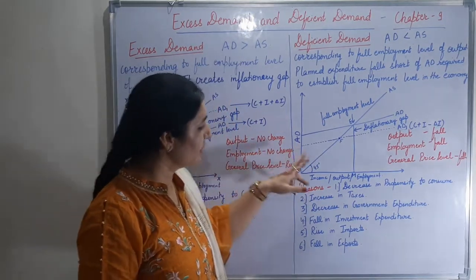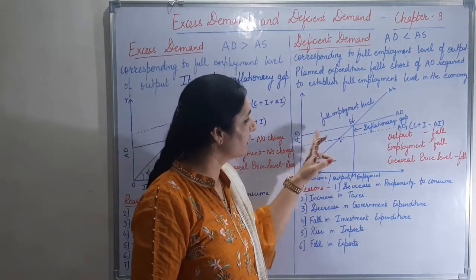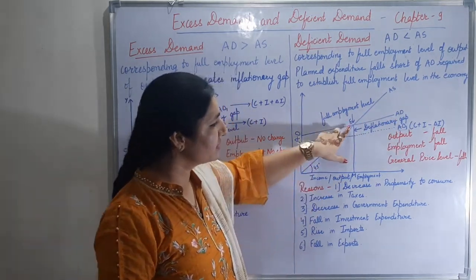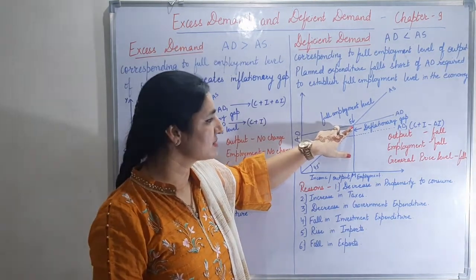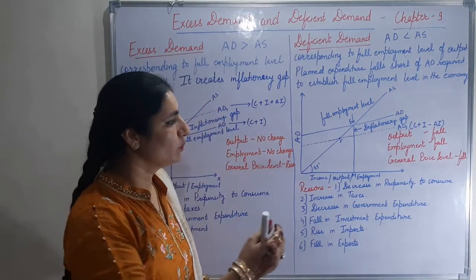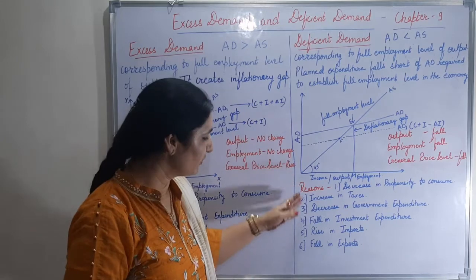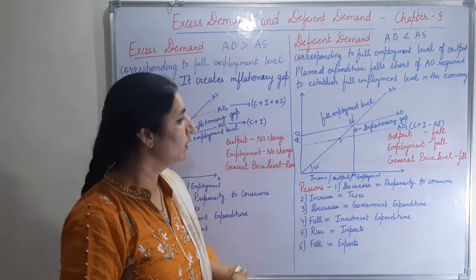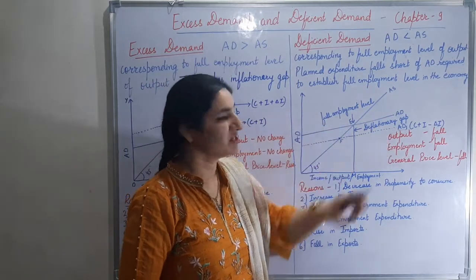So in the same way, we have prepared aggregate supply curve and aggregate demand curve. Point E is the point of intersection of aggregate demand and aggregate supply. That is the full employment level. But when aggregate demand is going below this, because of the reasons which I will explain to you, then a gap is created which is called deflationary gap.